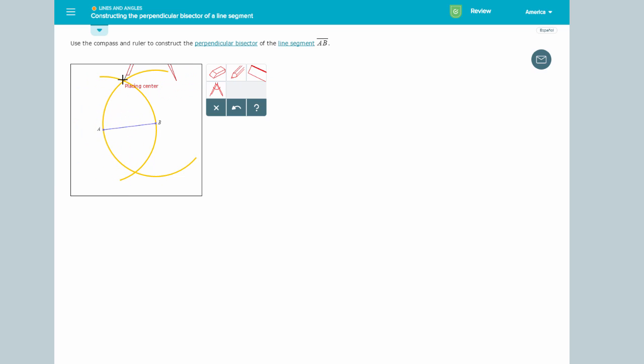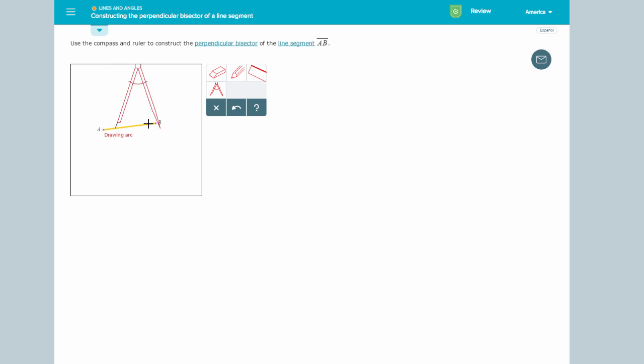So this point up here and this point down here are each the same distance from A as they are from B. So I'm going to take my ruler now, set it at this point where the arcs cross, and the point down here where the arcs cross. Draw my line. There's my perpendicular bisector.